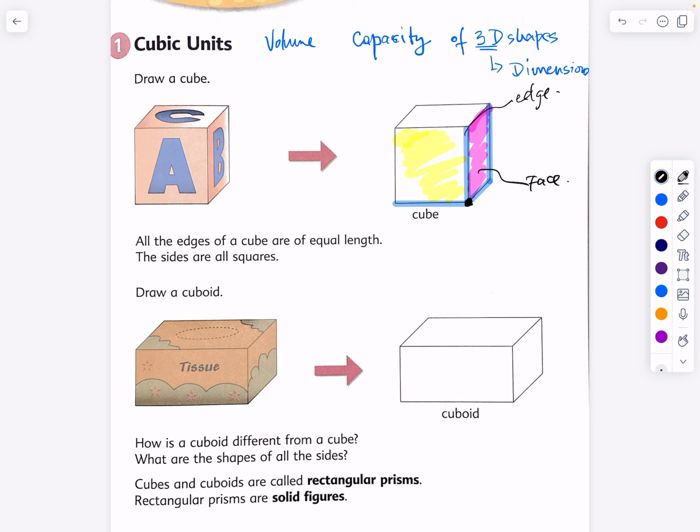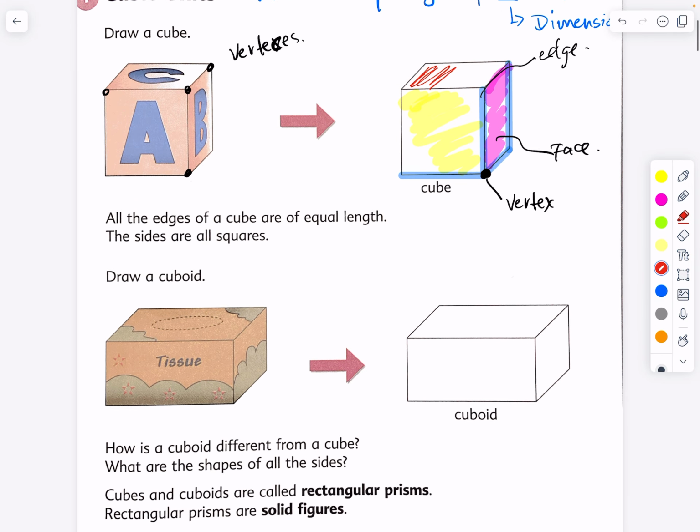Now, these spots are called, this is a vertex. And when we talk about the plural, like vertex, vertex, vertex, and another vertex, they're called vertices. A vertex is the spot where three faces meet. So let's draw another one. This is our top face. So we have a front face that's yellow, we have a lateral face that's pink, and we have a top face that's red. And this is the vertex where three faces meet.